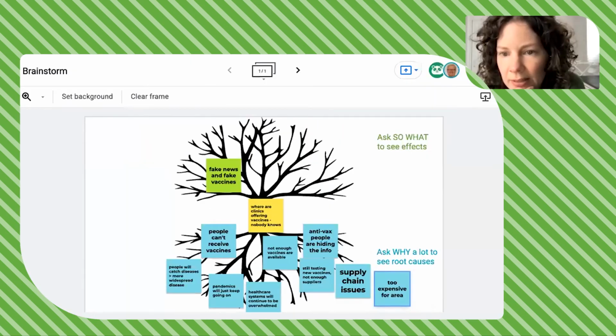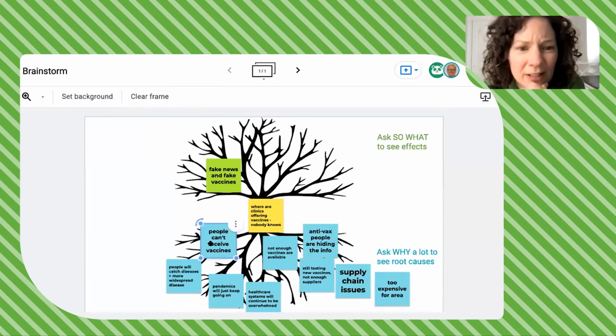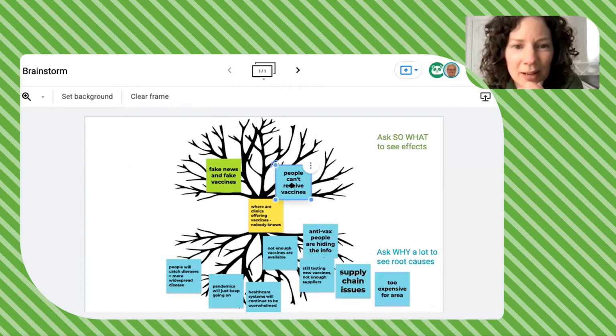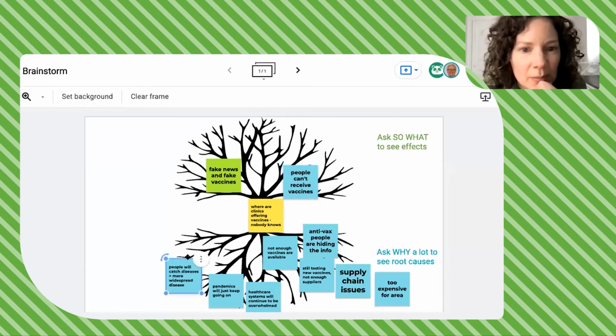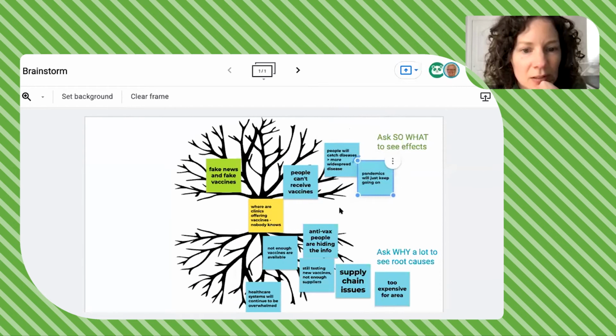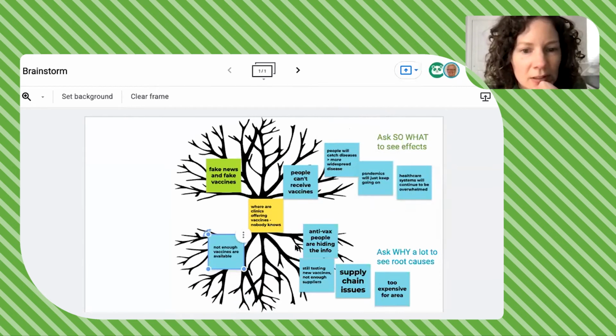Okay, great. I think our roots look like they're getting full. Let's go ahead and focus on the so what. So if nobody knows what, I think I misclassified these. Then I feel like this is more of a so what than a why. Mm-hmm. I'm going to go ahead and put these up here. And these are more like root causes.